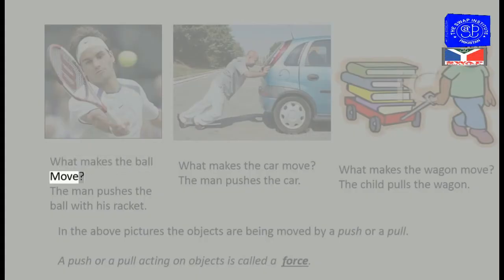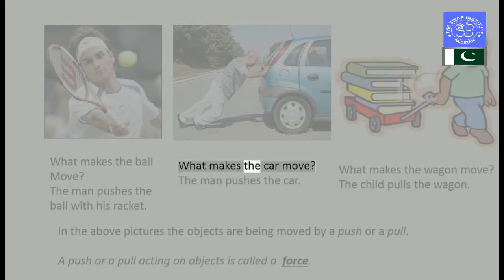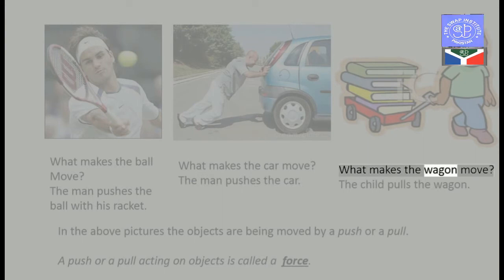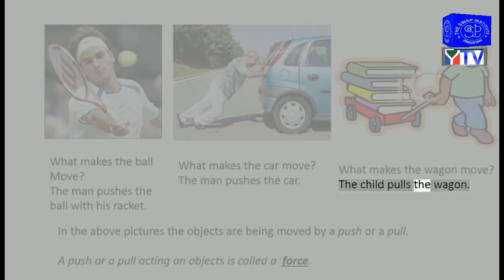What makes the ball move? The man pushes the ball with his racket. What makes the car move? The man pushes the car. What makes the wagon move? The child pulls the wagon.